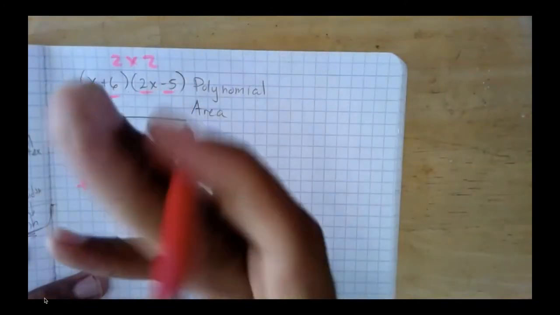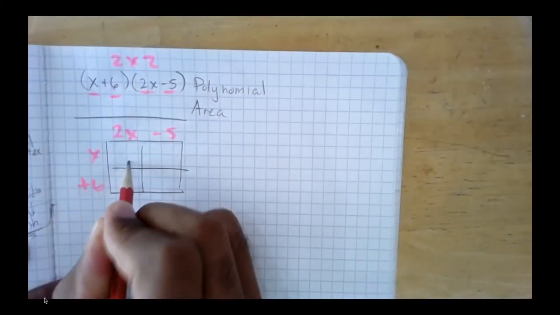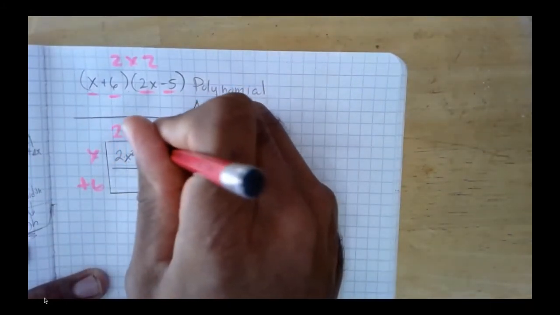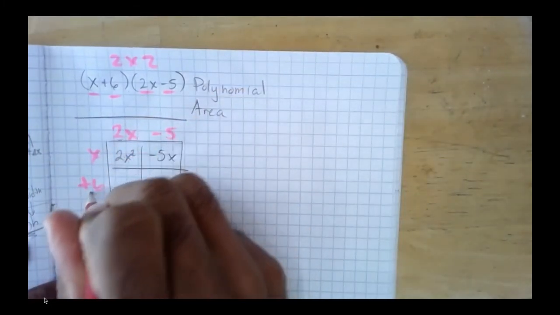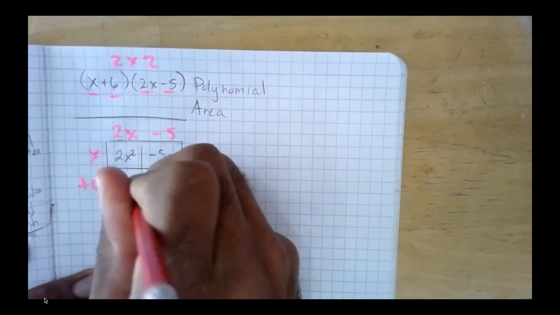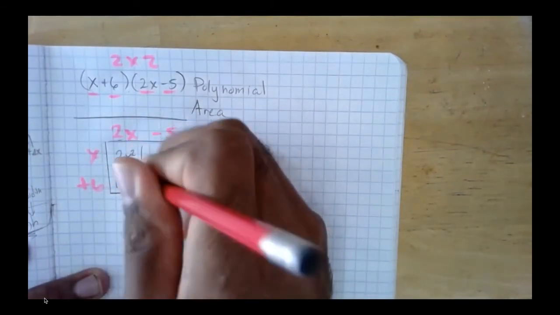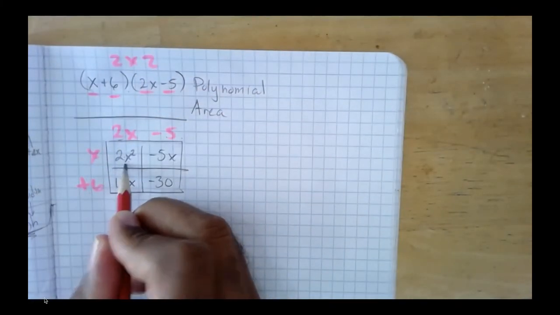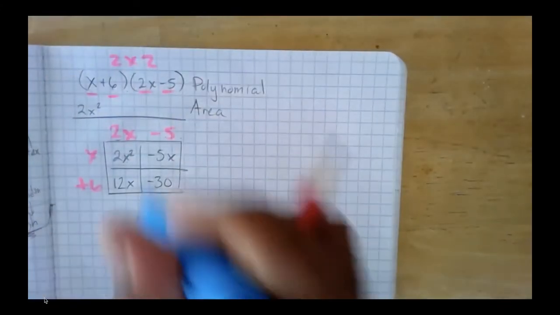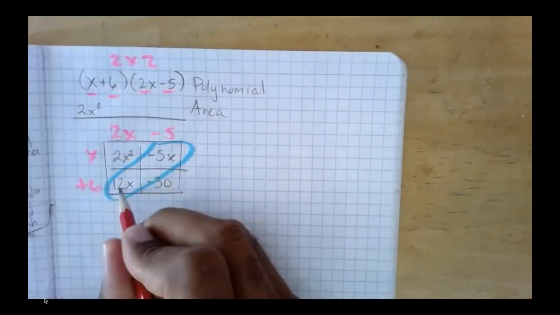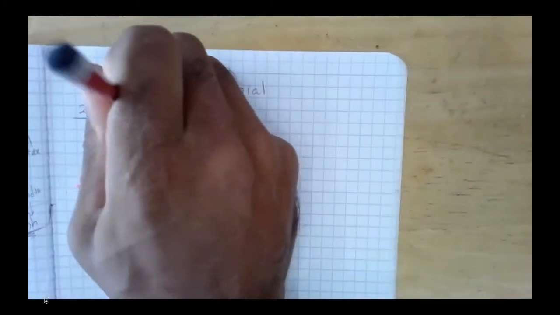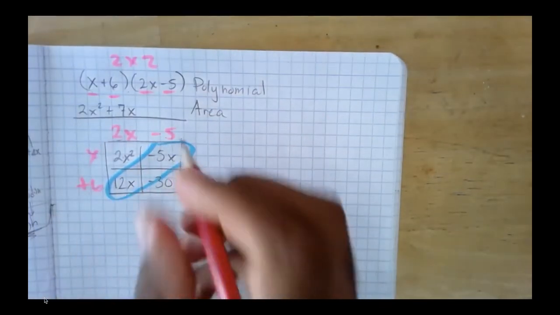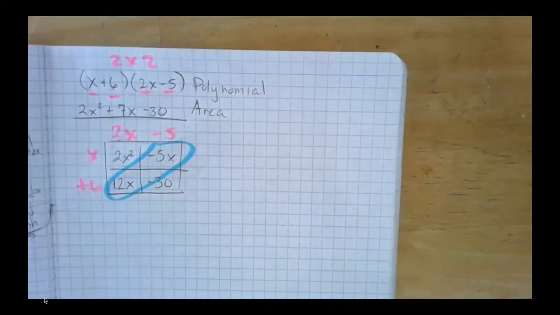All right, so now again, the number above and the number across, they multiply to give you that term. So 2x times x is 2x squared. x times minus 5, negative 5x. 2x times positive 6 is 2 times 6 is 12, so we get 12x. And then 6 times minus 5 is negative 30. All right, so now we write out first the squared term, so 2x squared. Then we combine the like terms, the x terms there, and that's going to be 12 minus 5. So that's positive 7x. So we put plus 7x because it's positive. And the last one is minus 30. Okay? All right, so we'll go to the next one.